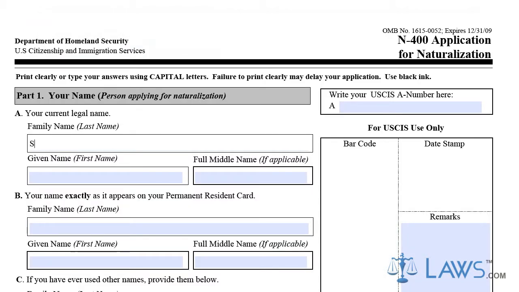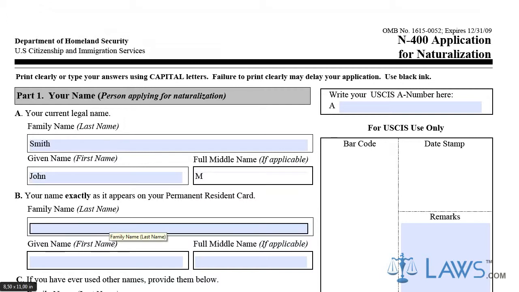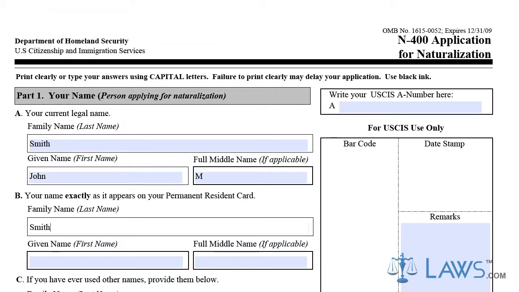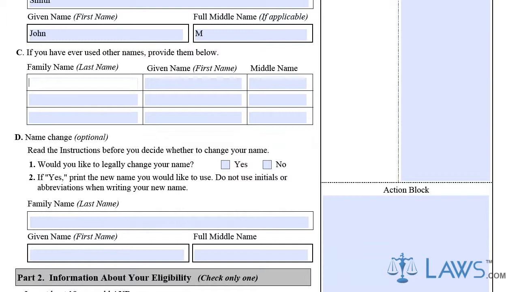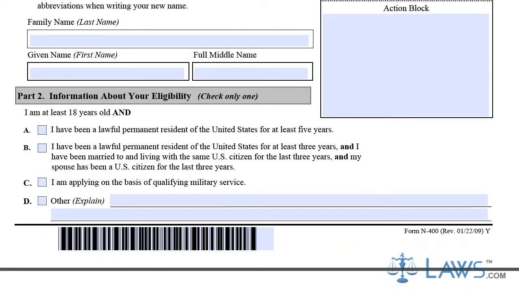The first step in completing the form is to put your USCIS number in the top right box on every page of the application. Next, supply your legal name and the information on your permanent resident card exactly as it appears. Provide any name changes or other names you have used. Indicate your eligibility for naturalization in Part 2.